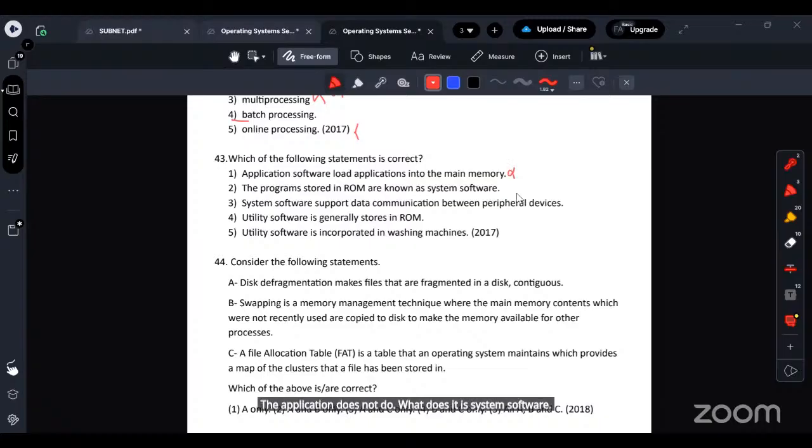The programs stored in ROM are known as system software. So programs stored in read-only memory, what are they known as? What is a program stored in ROM known as? Not system software. What is it, guys? Think.